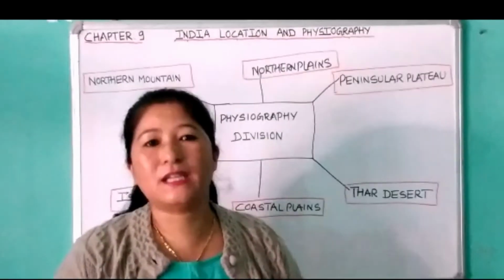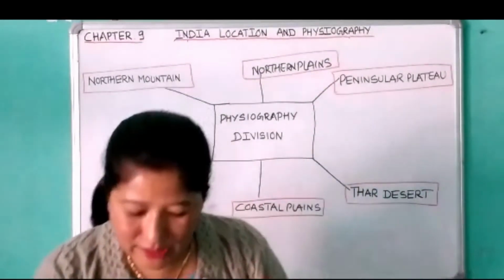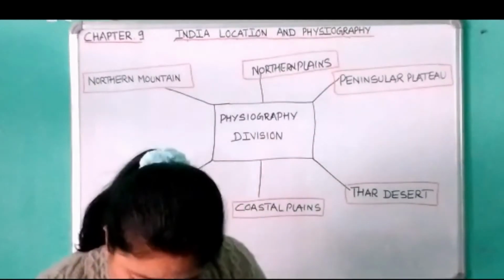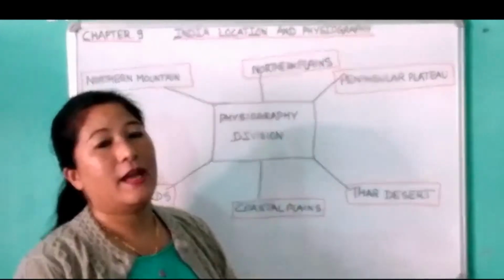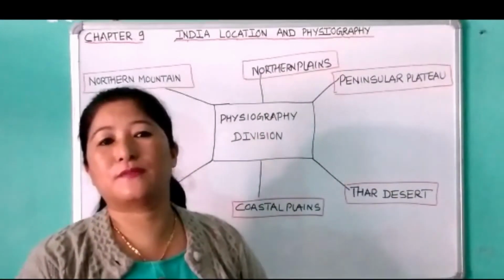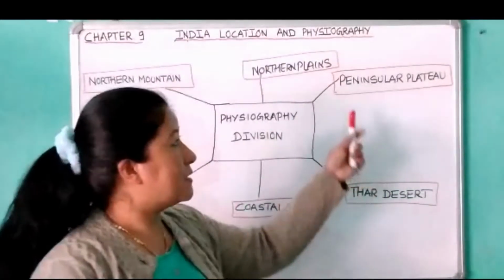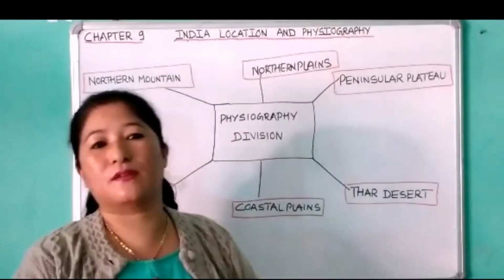So it is triangular in shape. The Peninsular Plateau is one of the oldest landforms, one of the oldest lands on the earth, and it is of volcanic origin. It has rich, fertile black soil, and it is the storehouse of some of the important minerals of our country.